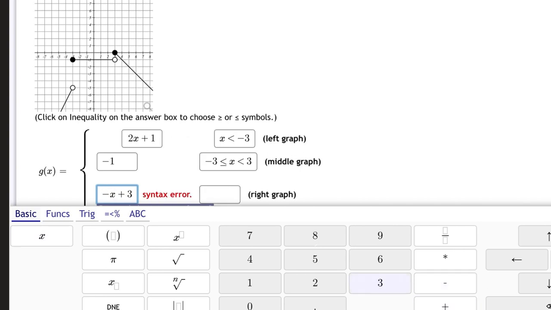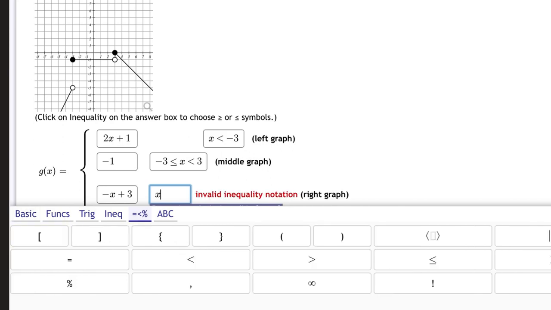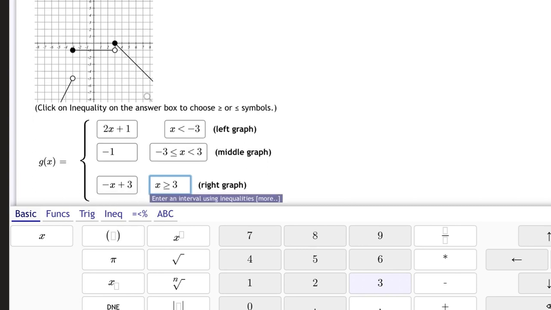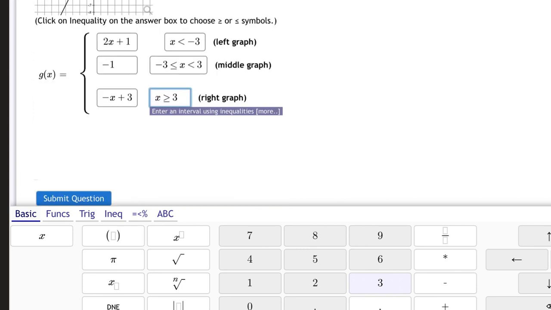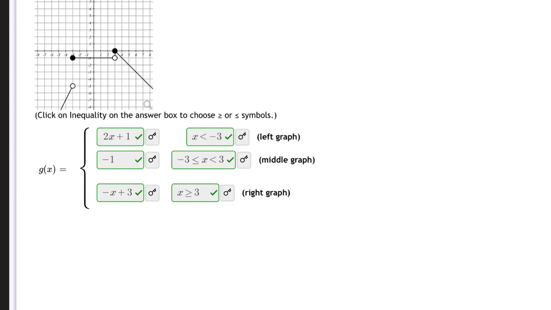And then we need that inequality. So it's all the x values greater than or equal to 3. I think it's that right there, 3. And that should be it. So I will bring this up. I will submit. And I got them all. Super. All right. I hope that helps.